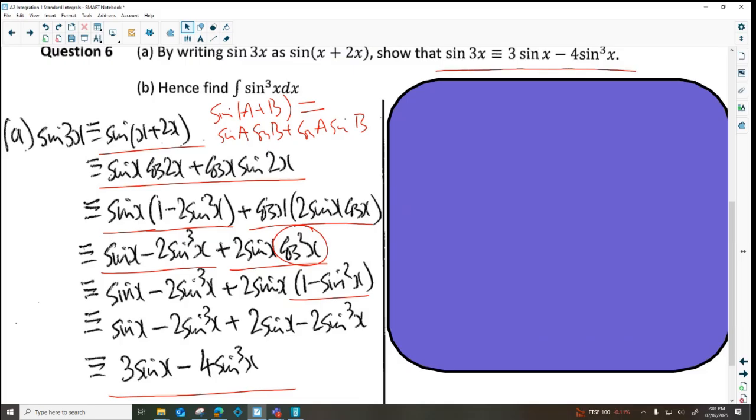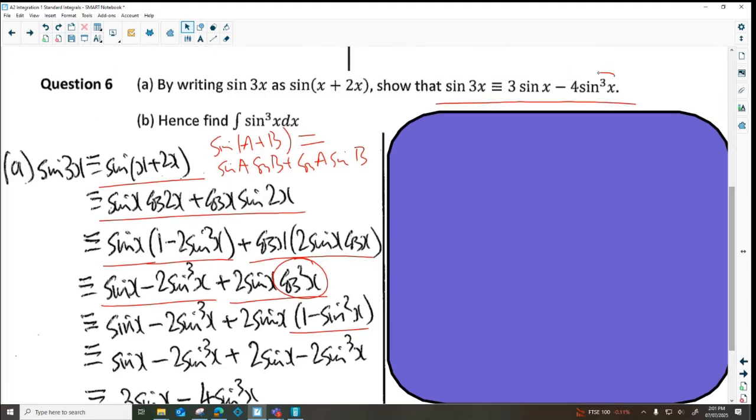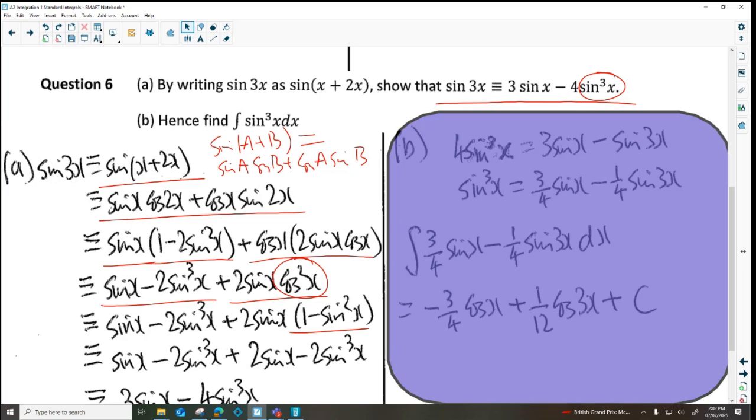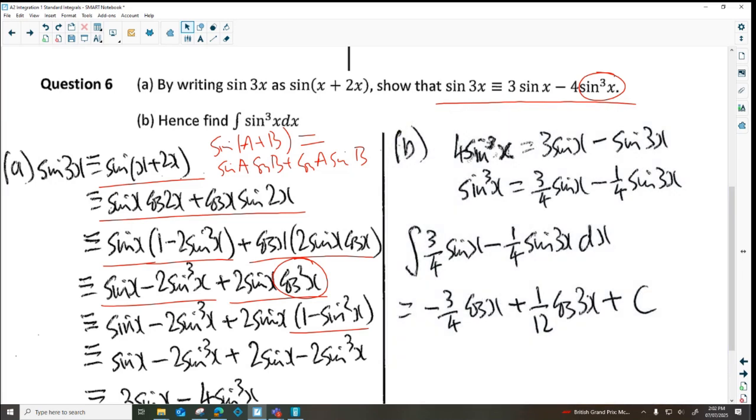I want to integrate sine cubed x, and I notice that sine cubed x is part of the formula on the right-hand side. So what I'm going to do is rearrange this identity to get sine cubed x by itself and then integrate the thing on the other side instead. And actually, this turns out okay. So if you get the 4 sine cubed x term by itself, you'll get 4 sine cubed x.